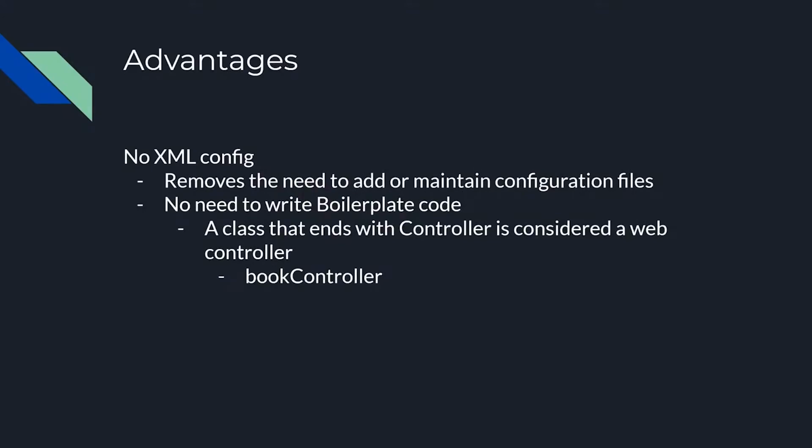There's also now no need to write boilerplate code, which are sections of code that are repeated in multiple places with little to no variation. So normally this happens when you're using languages that are considered verbose. The programmer must write a lot of code to accomplish only minor functionality. So with Grails, if you're writing a class that ends with controller, it's now considered automatically a web controller. So it eliminates that process in between.